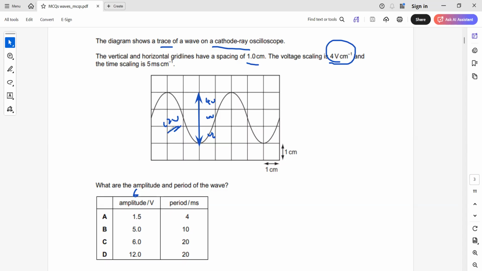What about the period? The time it takes for one complete oscillation is known as the period. If this is one peak and this is another peak, how much time interval? So 1, 2, 3, 4 boxes are there, and on the x-axis, each box represents 5 milliseconds. So this will be 5, 10, 15, 20. So the time period will be 20 milliseconds. So 6 and 20. So C should be the right answer here.